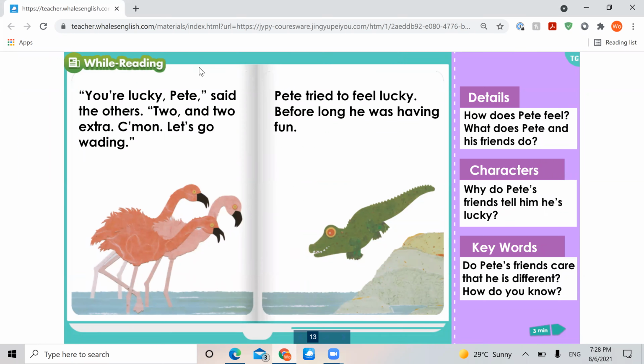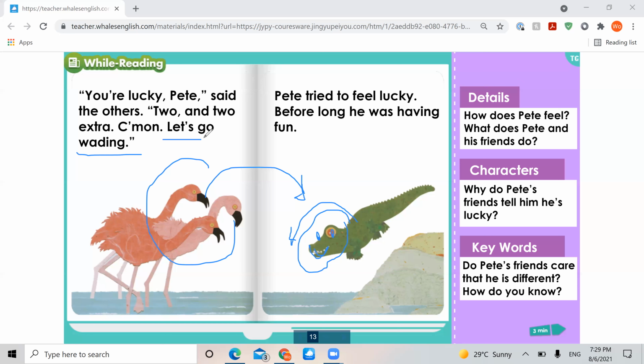"You're lucky, Pete," said the others. "2 and 2 extra. Come on, let's go wading." Pete tried to feel lucky. Before long, he was having fun. So, how does Pete feel now? That's right. How did his friends make him feel great? That's right. They really did tell him he was lucky.